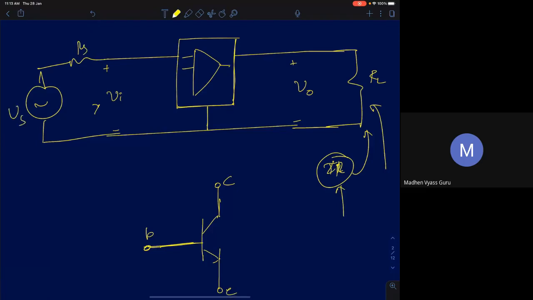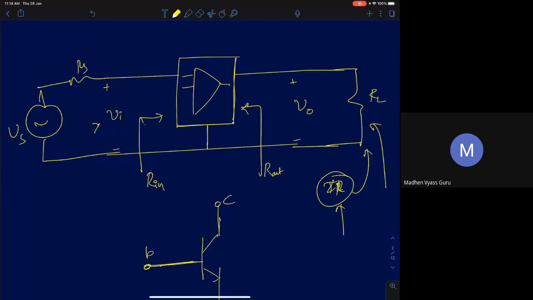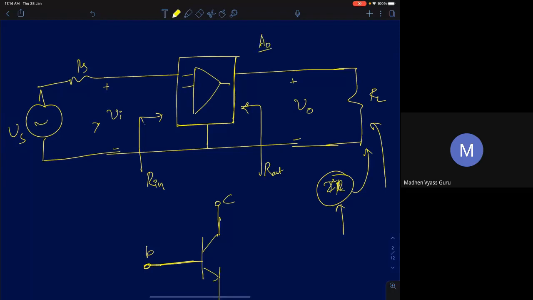This is your general model for an amplifier. And we said amplifiers have three important properties: the input resistance, the output resistance, and the third important parameter, called intrinsic gain, unloaded gain. I'll call it A0. A0 is called the intrinsic gain or an unloaded gain. How do you measure an intrinsic gain? You ensure that there is no source resistance, which means there is no loss of power at the source. So RS is 0.